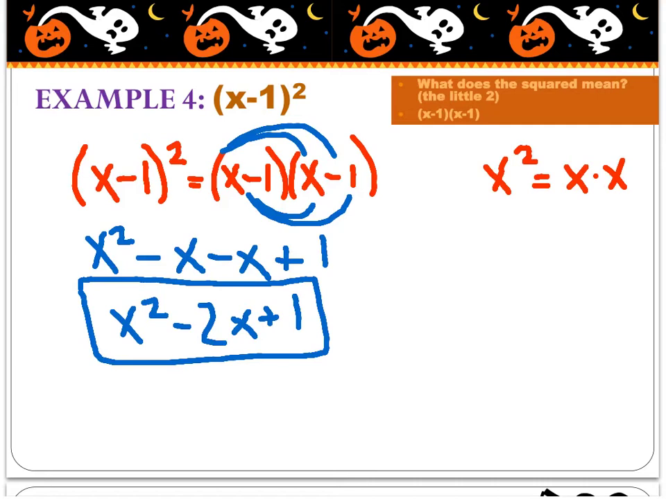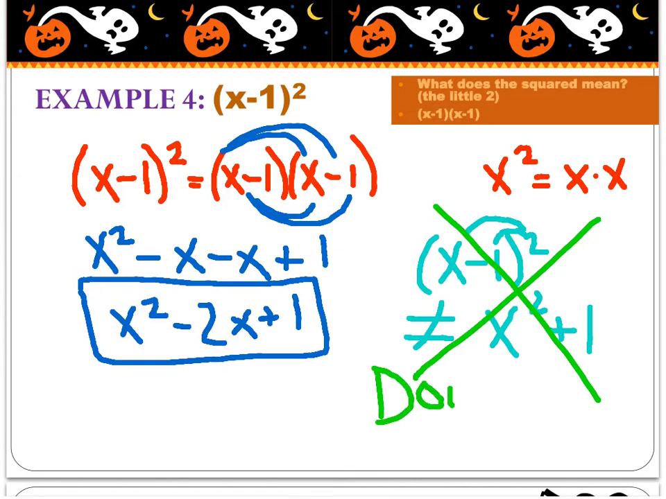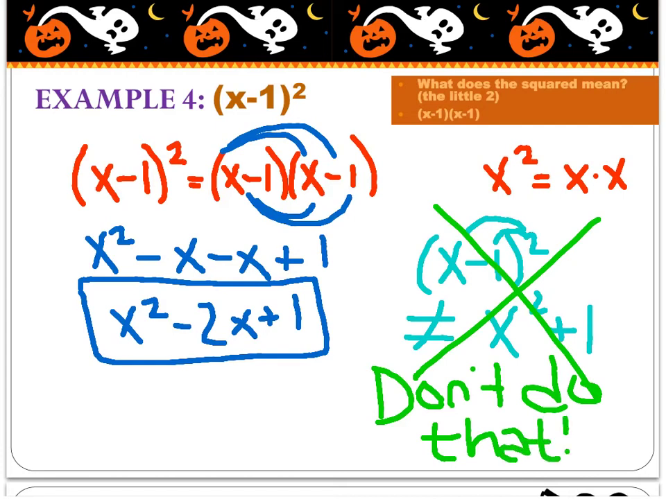Now, this is something that I never, ever want to see you do, okay? So x minus 1 quantity squared does not mean to distribute the squared to each term. So x minus 1 quantity squared is not the same as x squared plus 1. You can't just distribute the squared to the two terms. So do not ever do that. Big mistake. So remember, anytime you're squaring something, that means multiplying it times itself.